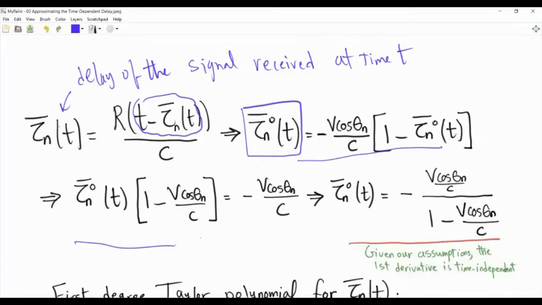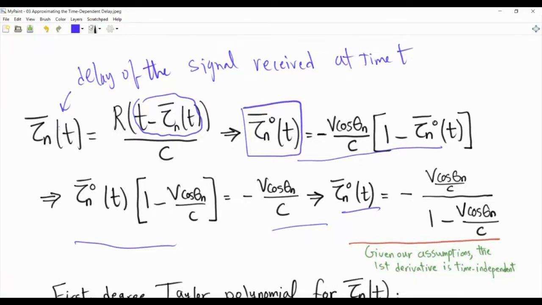Okay, so you can just rearrange things, simple algebra, and the derivative of the delay is like a constant now. Okay, so our approximations will lead to the first derivative being equal to minus cosine theta n over c over 1 minus v cosine theta n over c, and again no time dependence for v by assumption, no time dependence for theta by assumption.